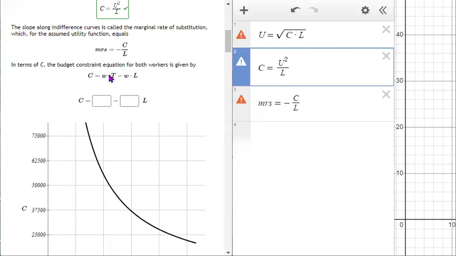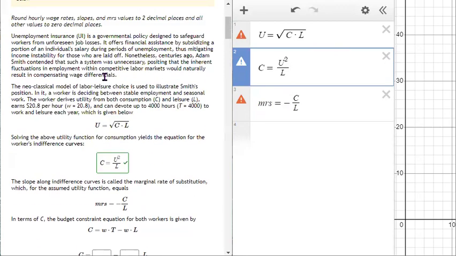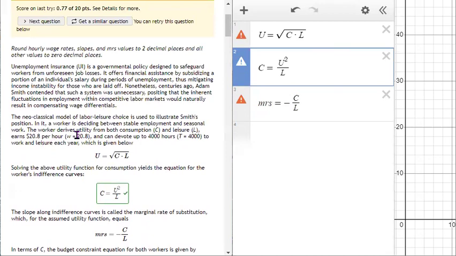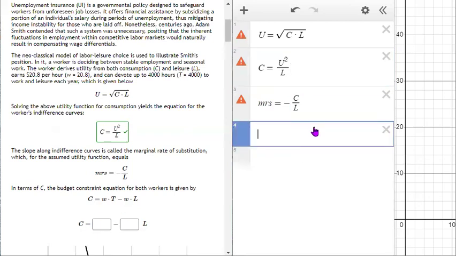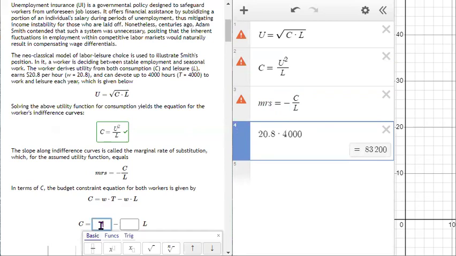The intercept of our budget line, remember W is just some number we assumed, right? In my case, 20.8. T is a number we assumed. In everybody's case, it's 4,000. So W times T is the intercept of this budget line. So what is W times T? In my case, it's 20.8 times 4,000. So my intercept is 83,200. Now, what does that mean?